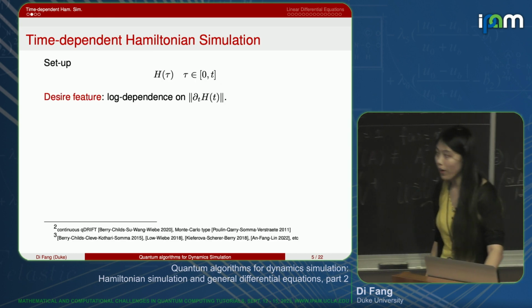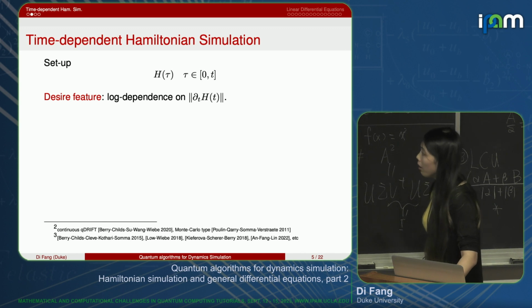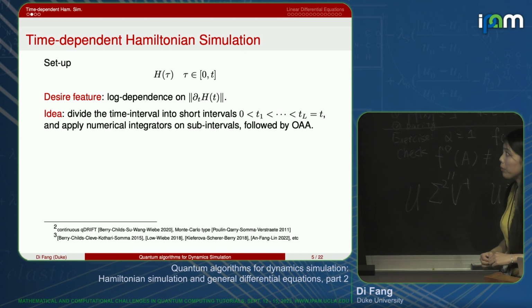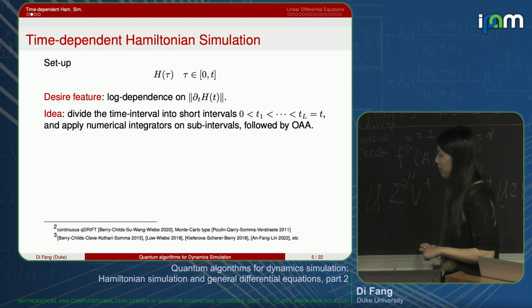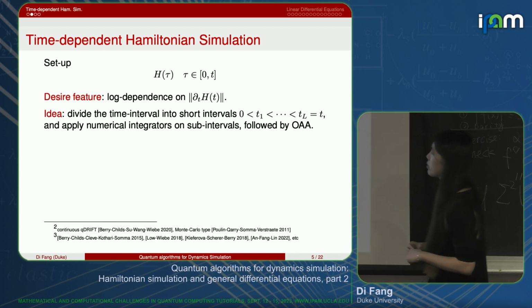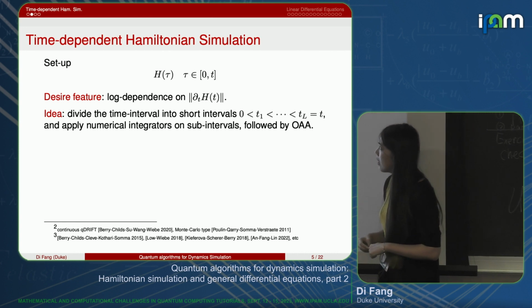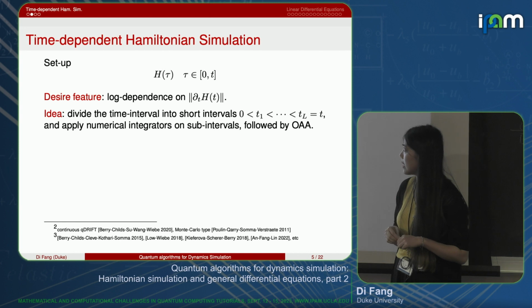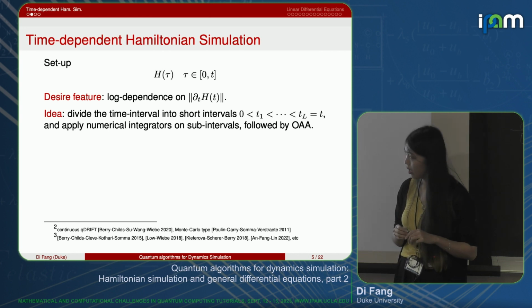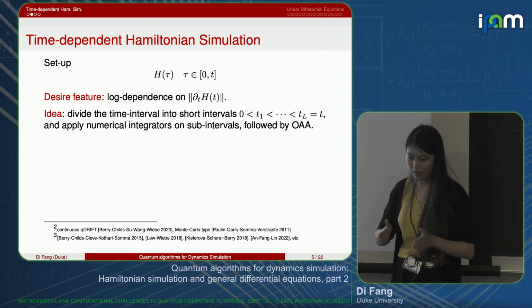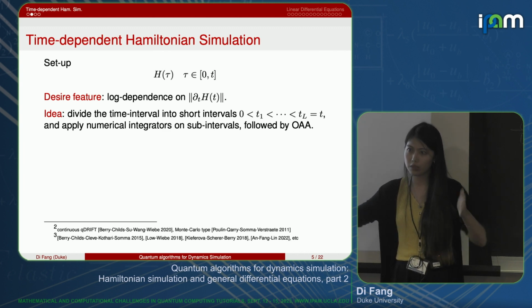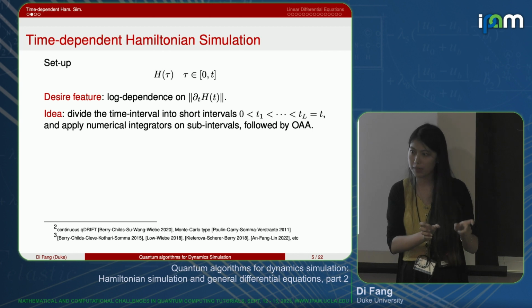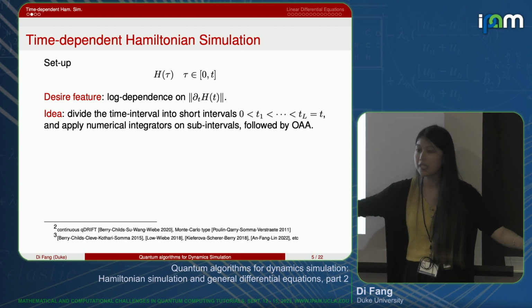All right, I hope so far the motivation is clear. We have a time-dependent problem, and the desired feature is we want to have a log dependence on the derivative. Now let's think about how we simulate this problem. Well, this is an analogy of classically how we simulate ODEs, and also an analogy to many of the algorithms for the time-independent case. So I have a time t, I chop it into small pieces. At each of the time steps, I use a good approximation locally, and then I want to piece everything together.